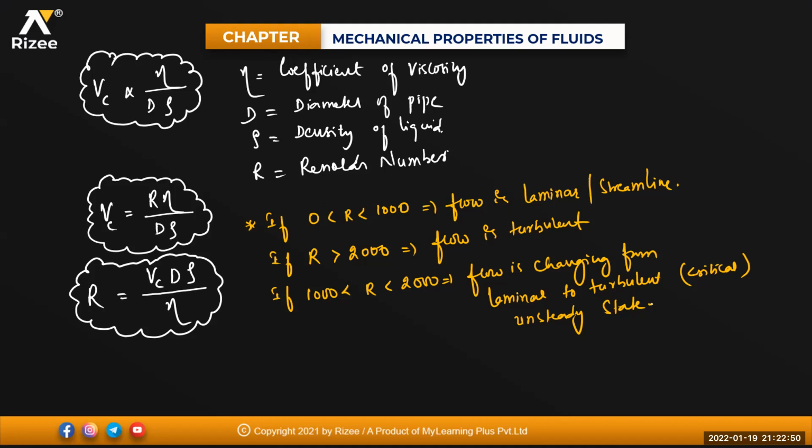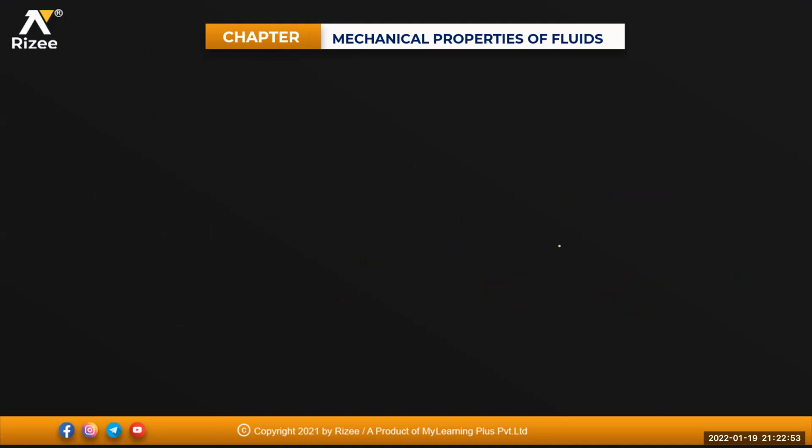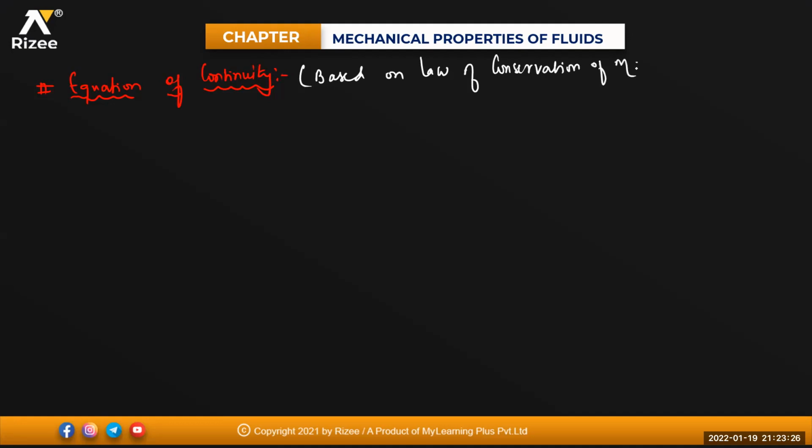Is that clear? So next, an important formula in this one which you should remember is the equation of continuity. So what is the equation of continuity, beta? It is based upon the law of conservation of mass. That means whatever liquid is entering at one end, the same amount of liquid will be coming out. Like say this is your tube.